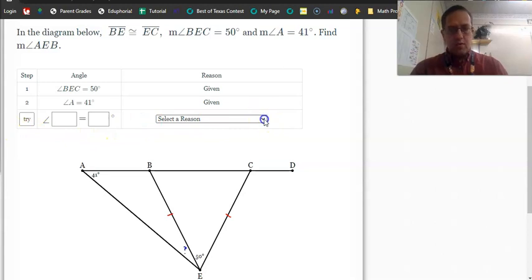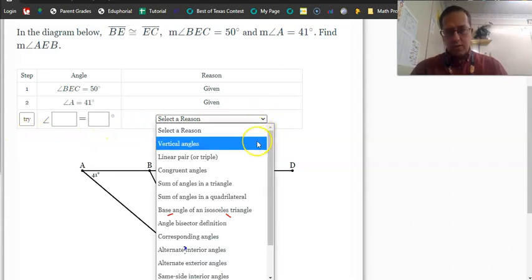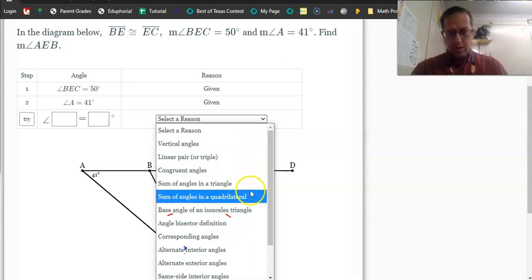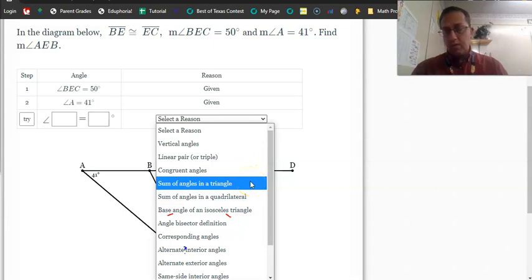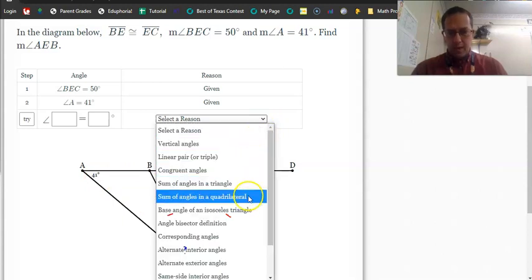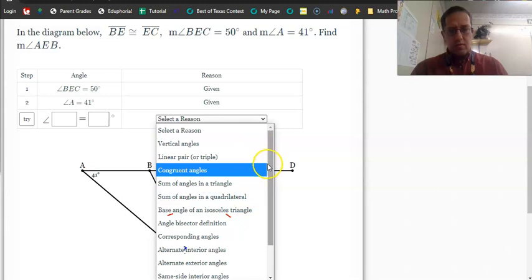Well, let's take a look at what all our reasons are, what we have here. We've got vertical angles. No, we don't have any vertical angles. Linear pair, maybe. We might have something with that. Congruent angles, we don't have the congruent. Sum of the angles in a triangle, maybe we can use that. Let's see here. We know the angles of a triangle add up to 180, but you have to have two of them, and I've only got one angle in that triangle. So now I can't use that. Sum of the angles of a quadrilateral, I don't think we've talked about that.